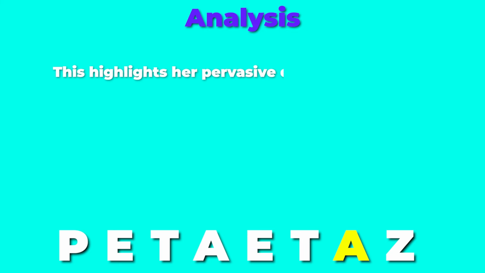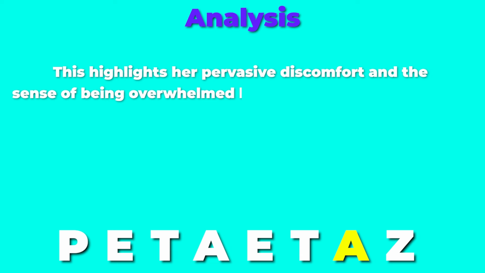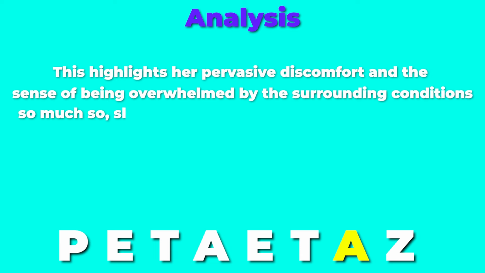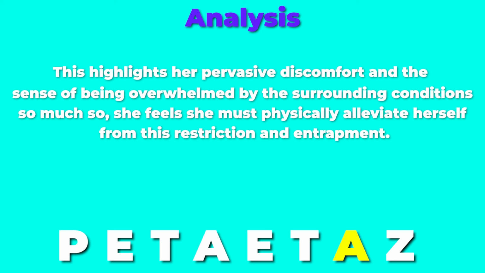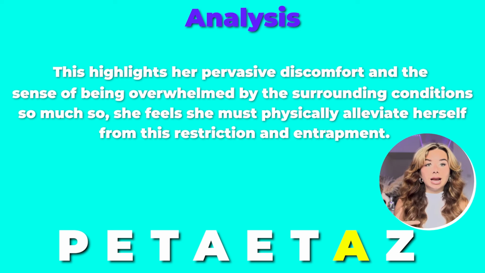Now into the analysis. This highlights the pervasive discomfort and the sense of being overwhelmed by the surrounding conditions, so much so she feels she must physically alleviate herself from this restriction and entrapment. So again, I'm building on what I'm saying about this claustrophobia, this oppression, and linking it to the quote, because of course she's unbuttoning her top, because it illustrates that she feels physically trapped. So I'm just explaining that.